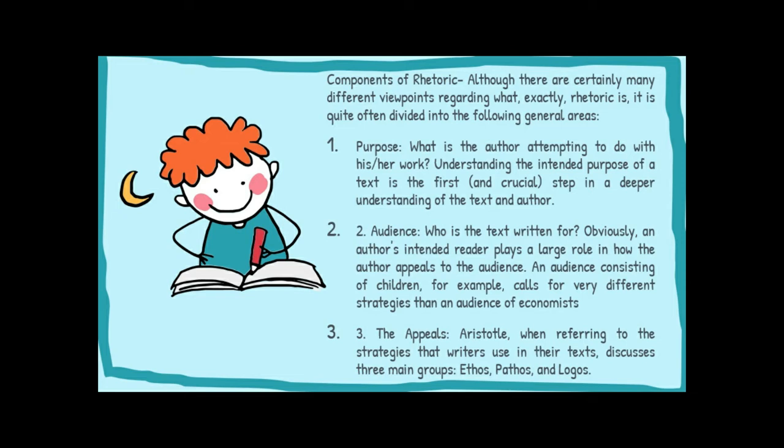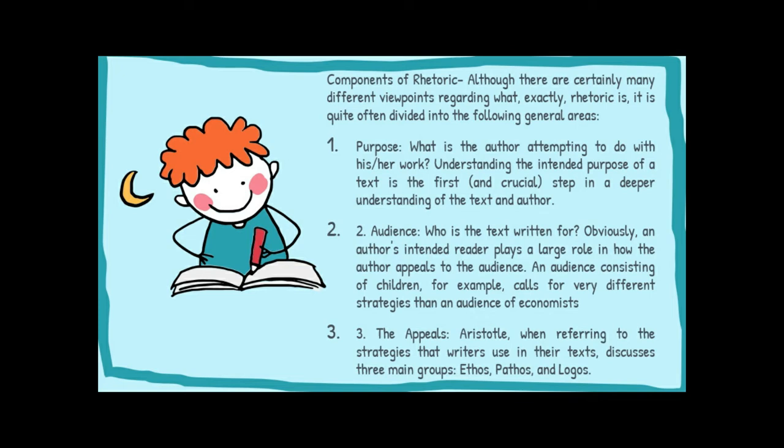Who is the text written for? Obviously, an author's intended reader plays a large role in how the author appeals to the audience. An audience consisting of children, for example, calls for very different strategies than an audience of economists. Number three, the appeals. Aristotle, when referring to the strategies that writers use in their text, discusses three main groups: ethos, pathos, and logos. Those are the three components of rhetoric.